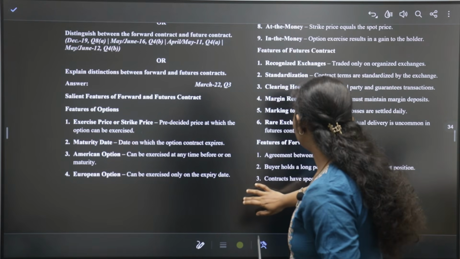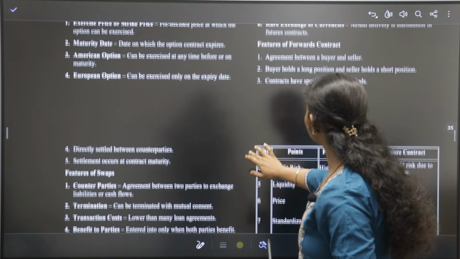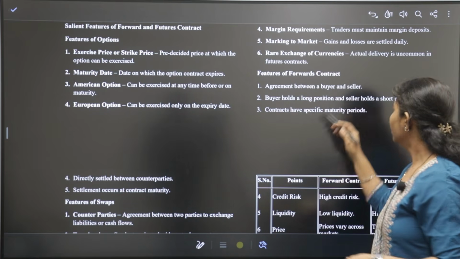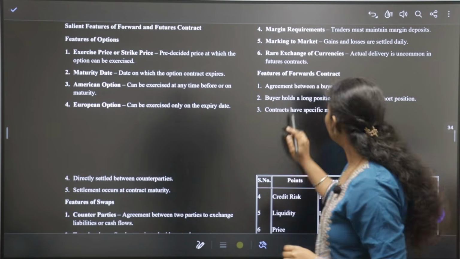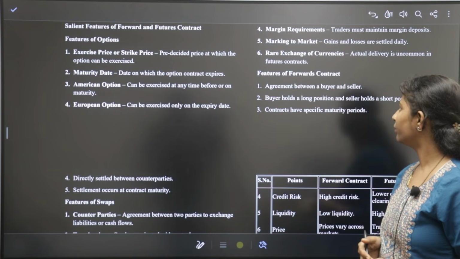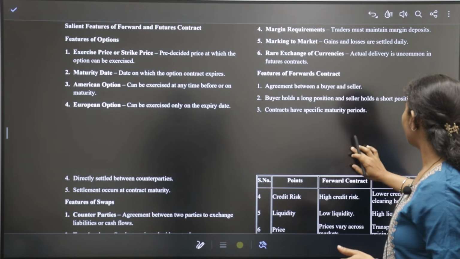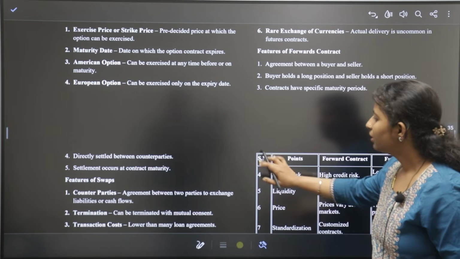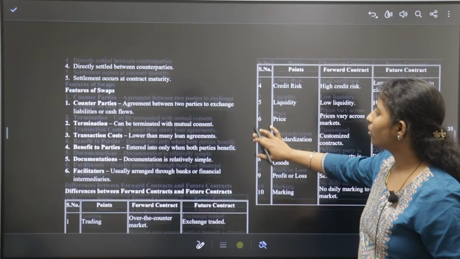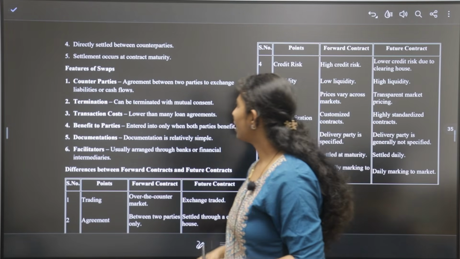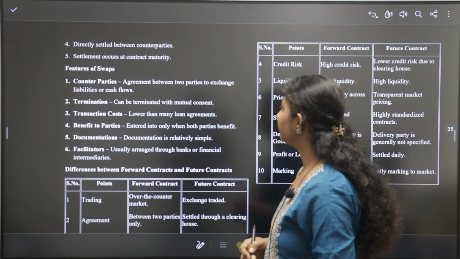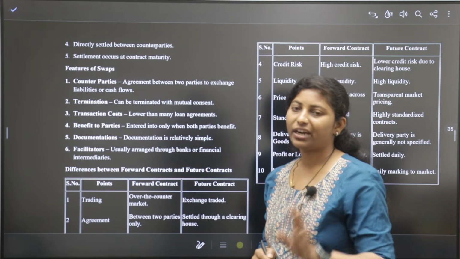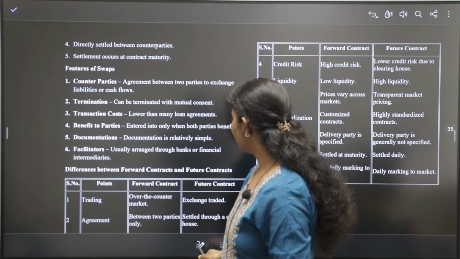Next, you have the features of the forward contract. In a forward contract there should be an agreement between the buyer and the seller. The buyer holds a long position in a forward contract, and the seller a short position. Contracts have a specific maturity period, and are settled directly between counterparties. Okay, there are two parties. Settlement occurs at contract maturity, only at the time of maturity. That is the forward contract.